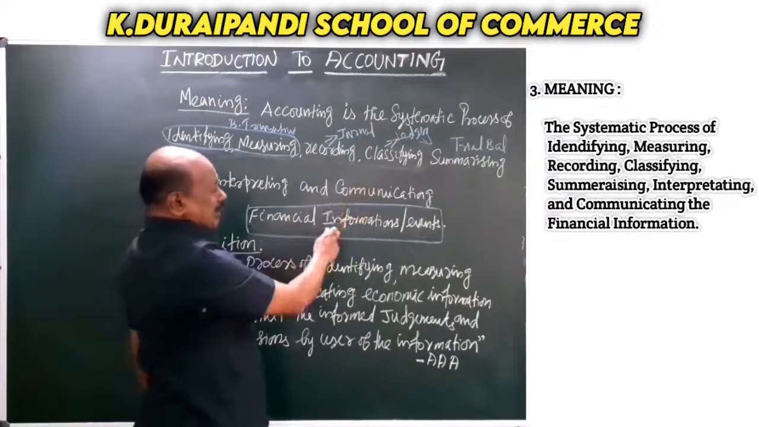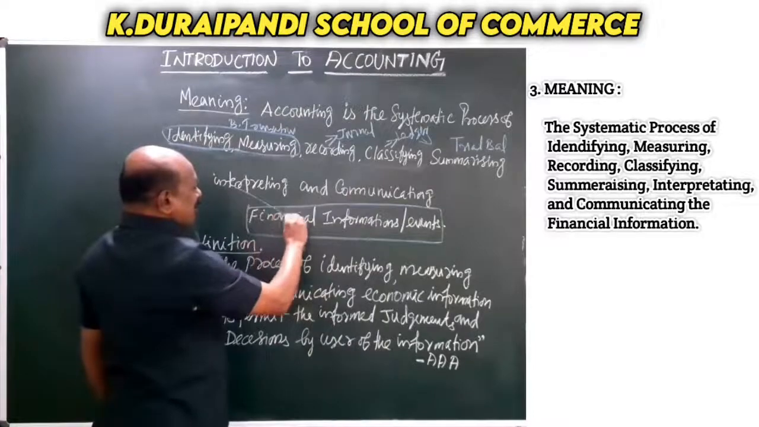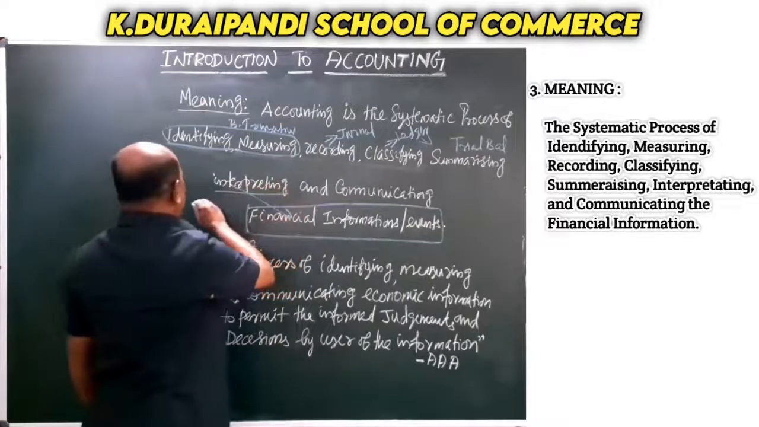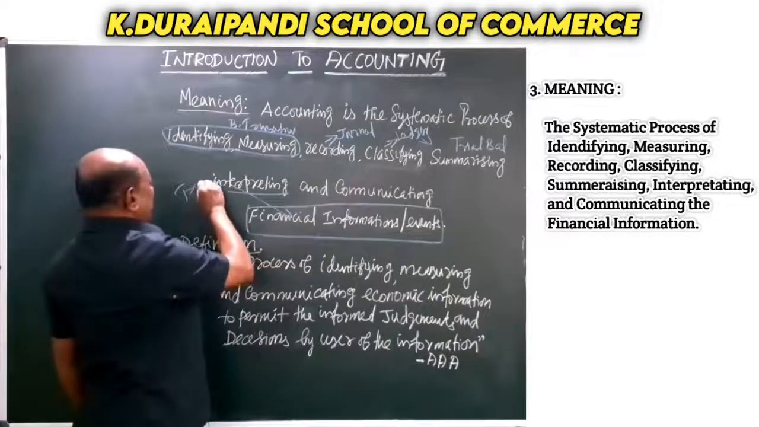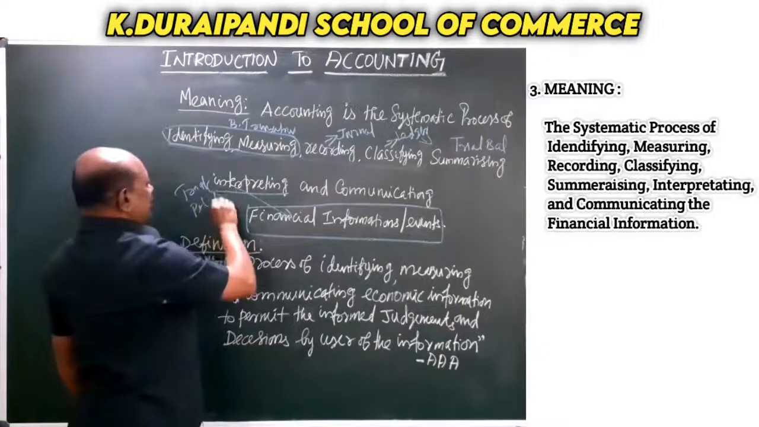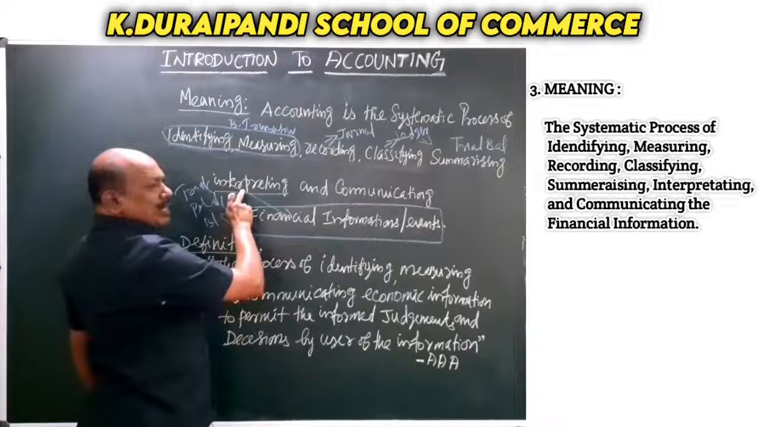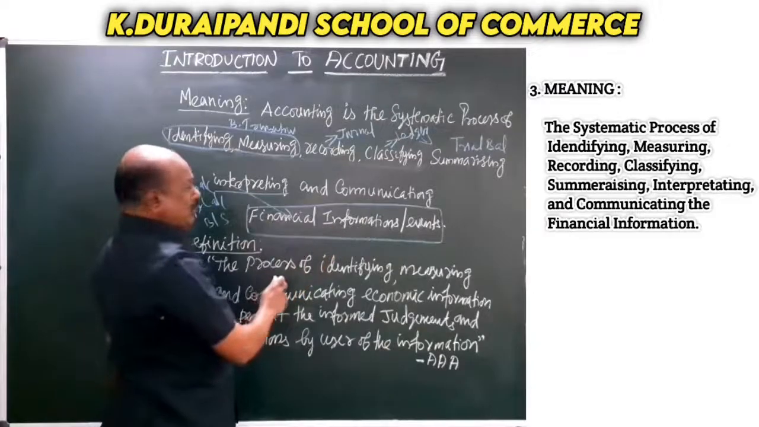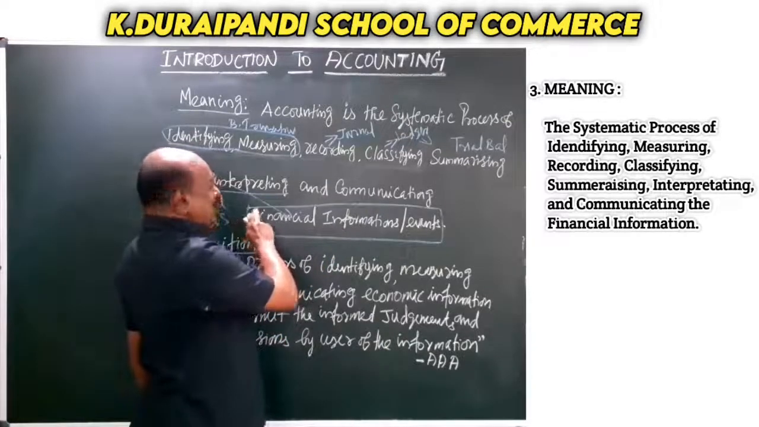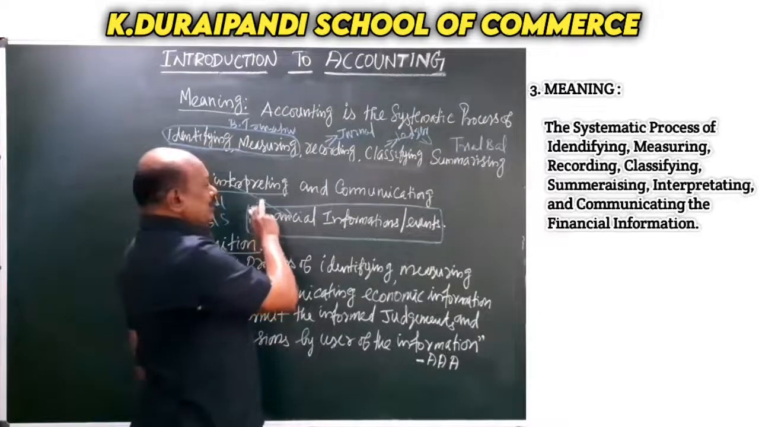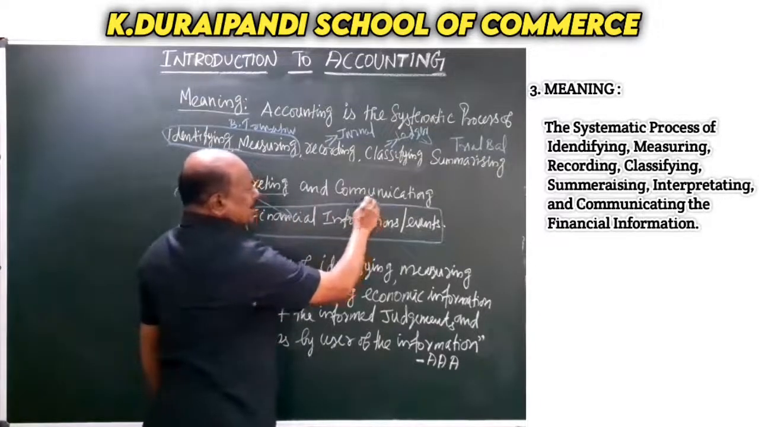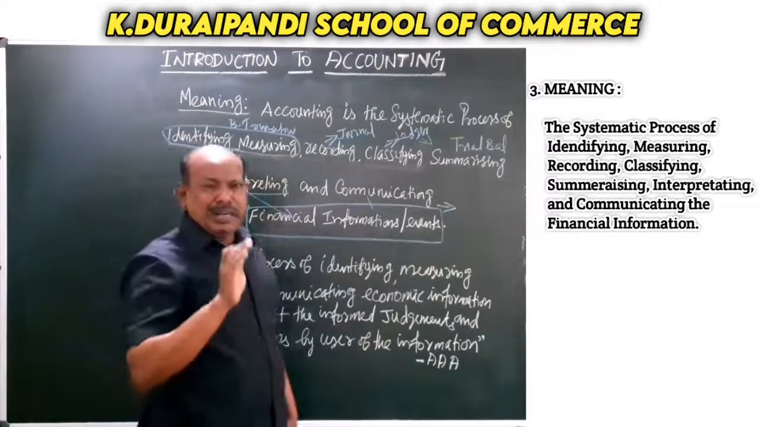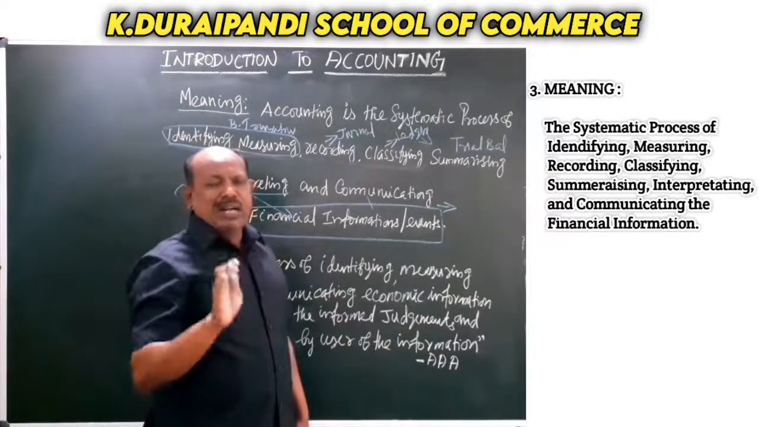After summarizing the financial information, comes interpreting the financial information. The interpreting is facilitated by preparing the trading account, profit and loss account and balance sheet. That is facilitated interpretation, that means interpreting the financial information. Such interpretation gives the results. Those results should be communicated to the owner or any person who needs the accounting.